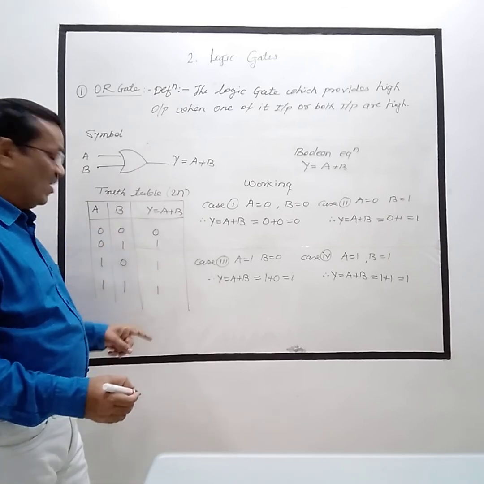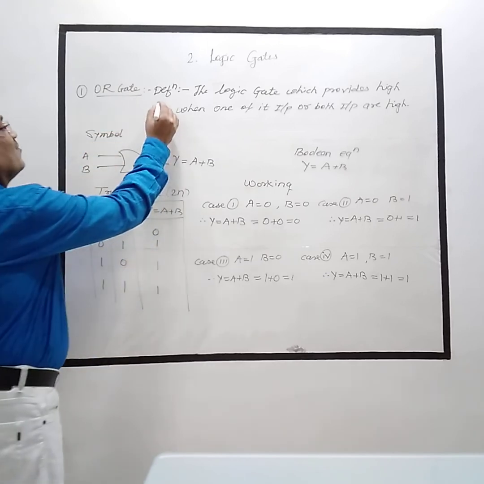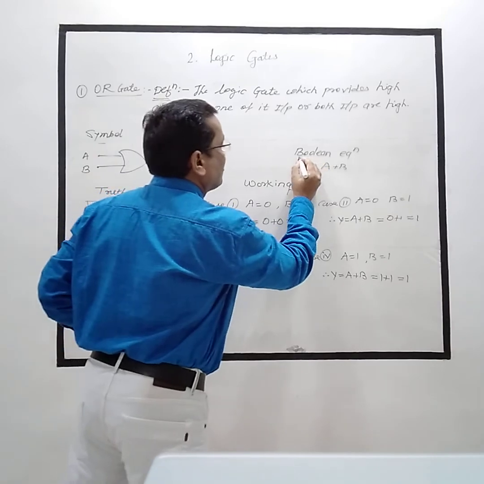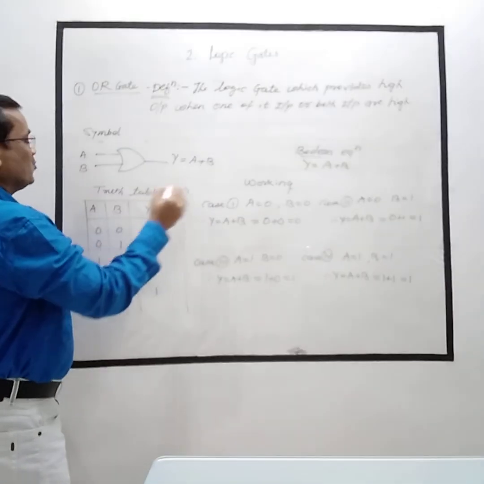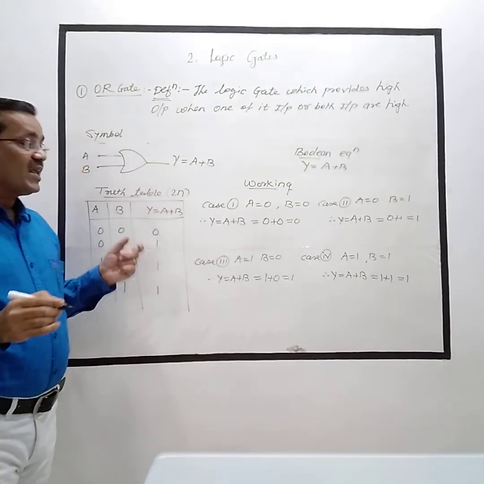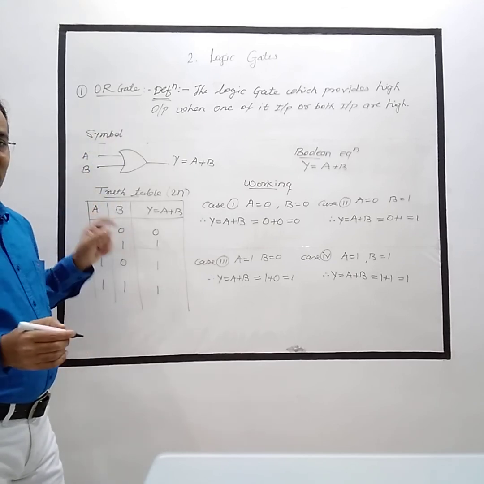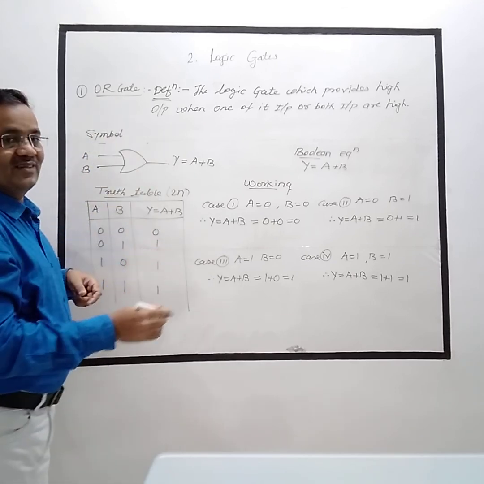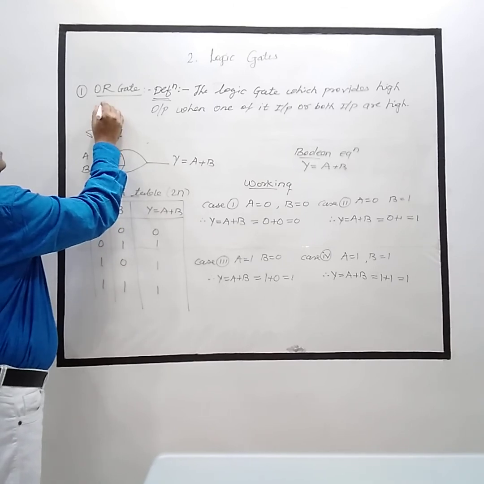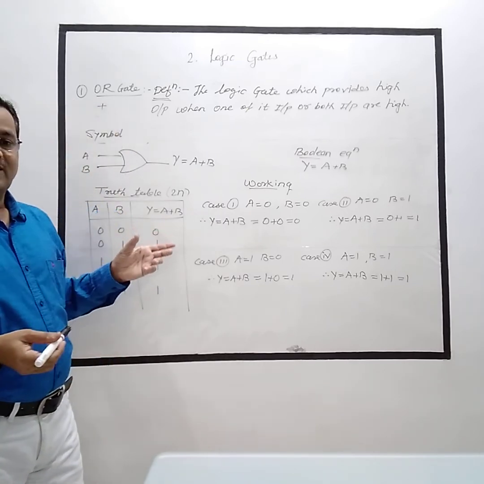or it is called 1. So in this way, by taking 4 different parameters, number 1 definition, number 2 symbol, number 3 Boolean equation, and number 4 its working and truth table, we can easily understand the working of the logic gate, the OR gate. So ORing means to add. This is the first basic gate, the OR gate.